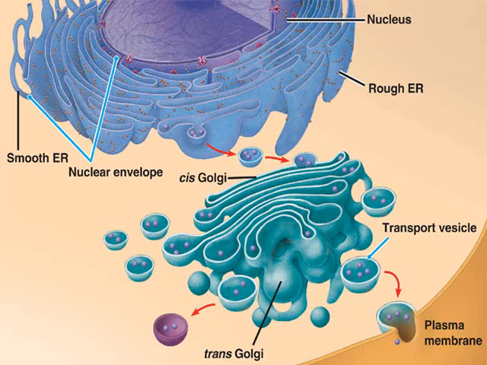Now, the endoplasmic reticulum is a network of bags and tubes made of membranes, and it's continuous with the outer membrane of the nuclear envelope, as we can see here. There are actually two types of endoplasmic reticulum. The smooth endoplasmic reticulum is smooth because it doesn't have ribosomes attached to it.